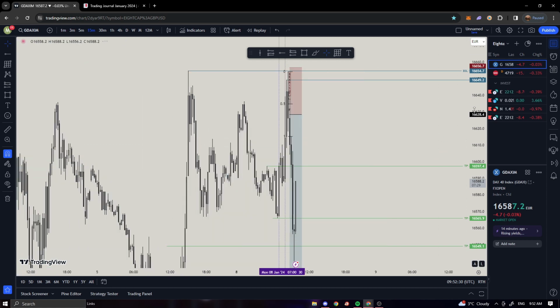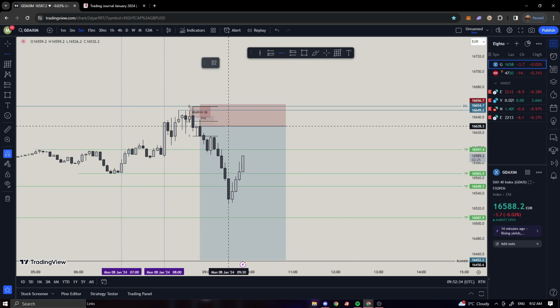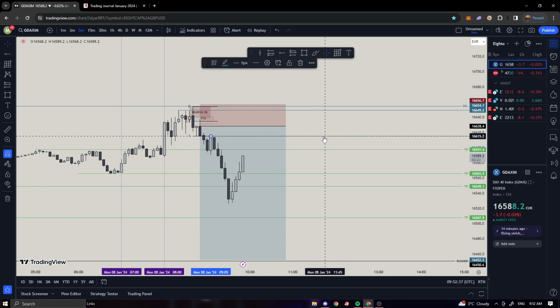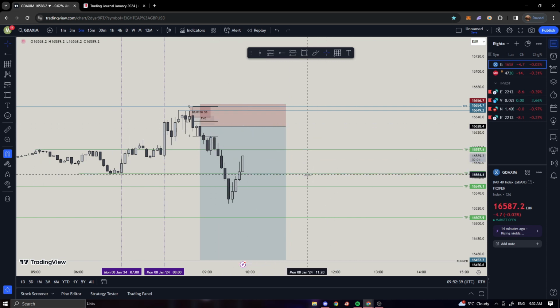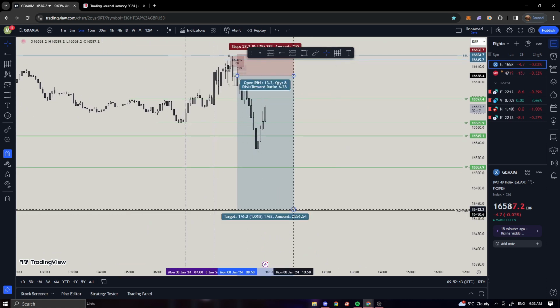As you can see, it's still live. I'm currently trailing my stop above this 5-minute high. So let's see what price does. 3 TPs hit. This is my last TP, but I just left a runner.